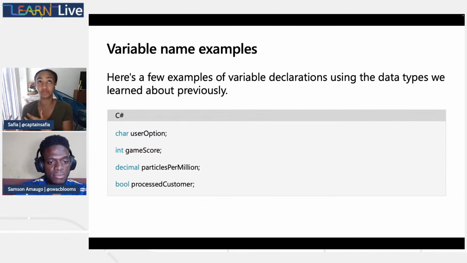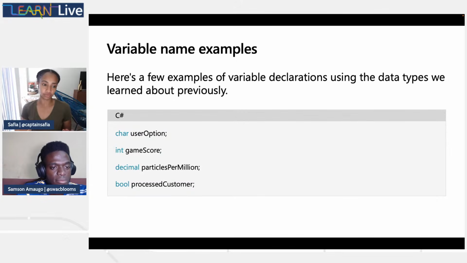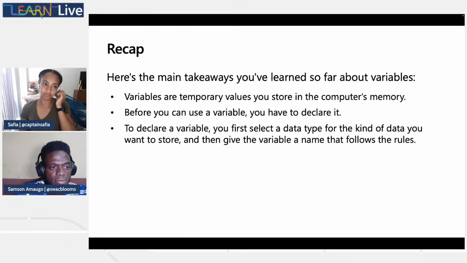You'll notice that all of the variable names that are listed here have meaning that is specific to the program they're running in. So game score, that gives me a hint that I'm probably reading some code for a game or a video game. Particles per million, that gives me a hint that maybe I'm reading some chemistry related program. So immediately, just like reading through these, I already have a sense of the meaning that's associated with those variables. So they're all really great variable names.